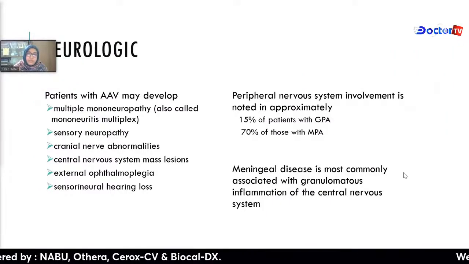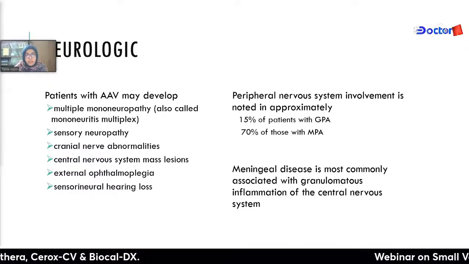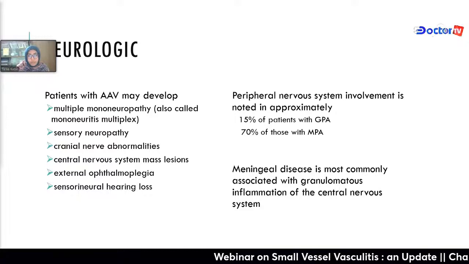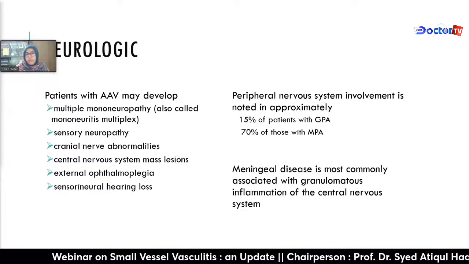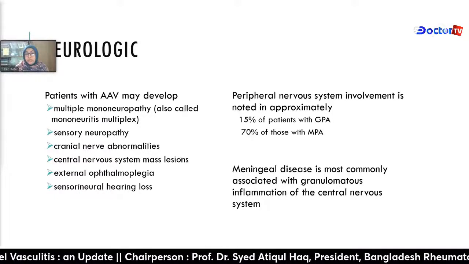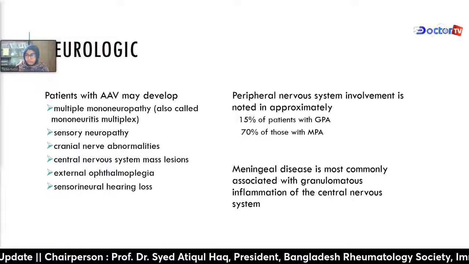ANCA-associated vasculitis may present with some neurological manifestations like mononeuritis multiplex, sensory neuropathy, cranial nerve abnormalities, external ophthalmoplegia, and sensorineural hearing loss. 50% of the patients with GPA and 70% of the patients with MPA present with peripheral nervous system involvement.